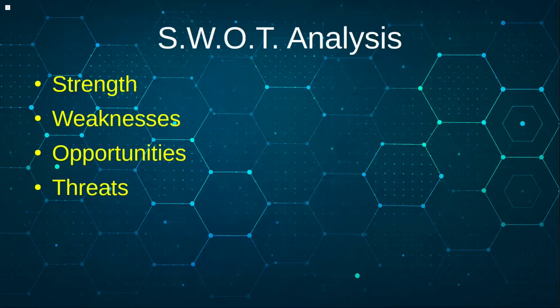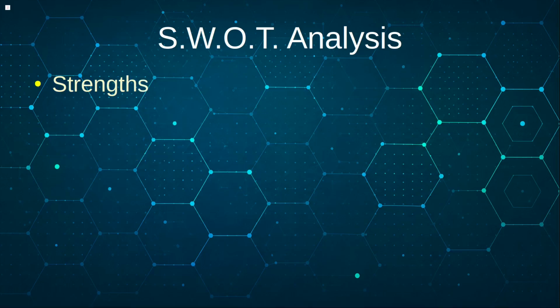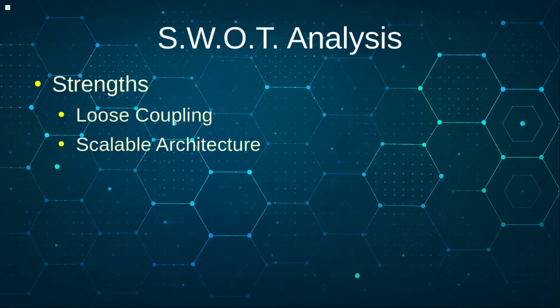SWOT analysis of the abstract factory design pattern using Python. S, Strengths. Loose coupling. Client depends on abstractions, reducing dependency on concrete Python classes. Scalable architecture. Easily add new product families without modifying existing client code. Consistency enforcement. Ensures related objects are created together, preventing incompatible combinations.